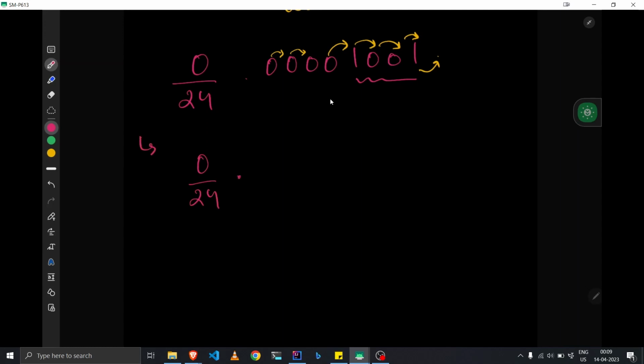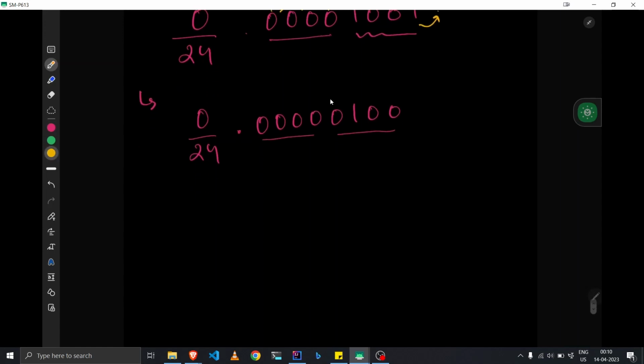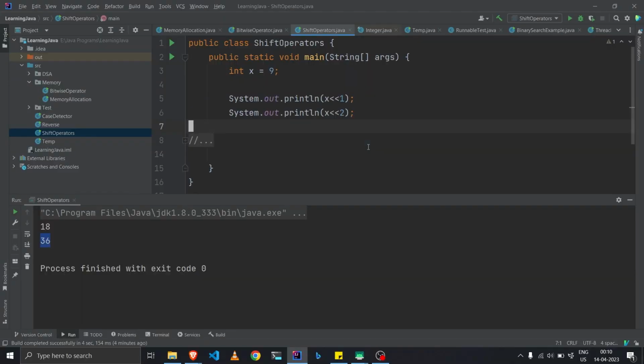So that would result in 0 24 times, followed by 4 zeros, followed by one more 0, and then 100. So these are 4 and these are 4, which makes it easy to read. So ignoring this, and this will be 2 to the power 2, so that should make it 4, right? And let's check it as well.